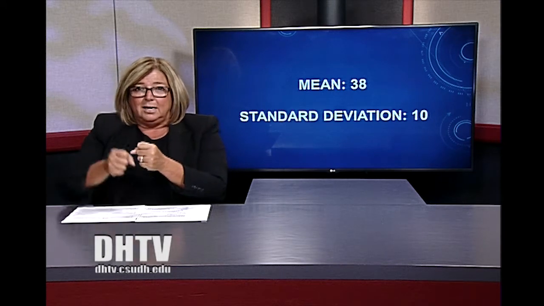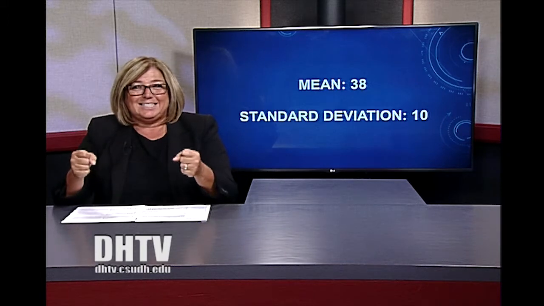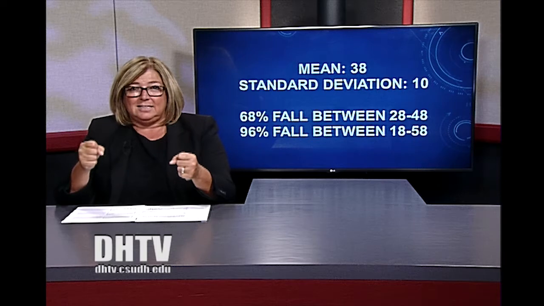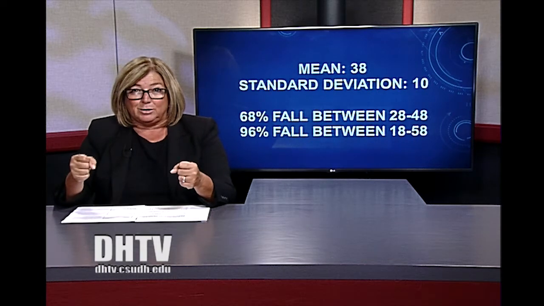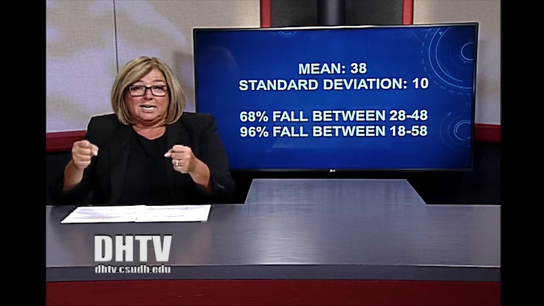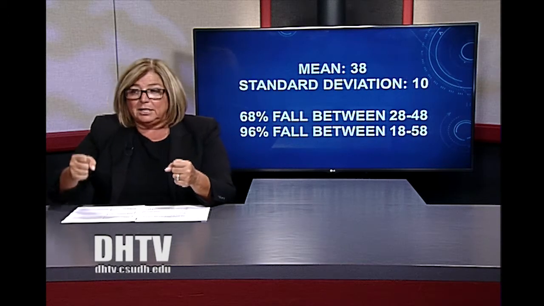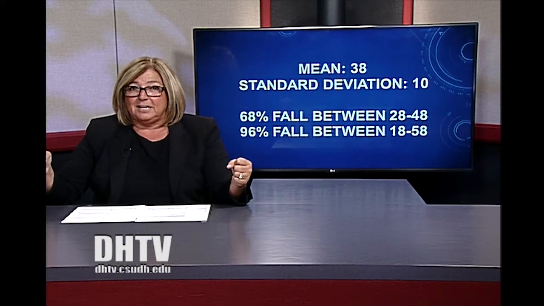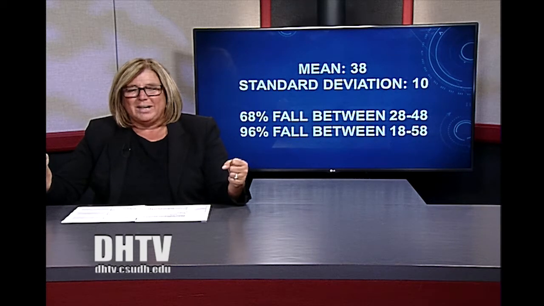And if I went up and down one standard deviation, I would have captured 68% of my sample. What does that mean? That means that 68% of my class that I'm measuring, because remember the average age in my class was 38, fall between 28 and 48. And then if I go up and down one more standard deviation, I know that 96% fall between 18 and 58. Now you might be thinking, what is she talking about?